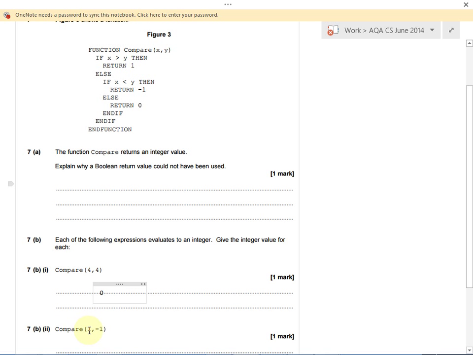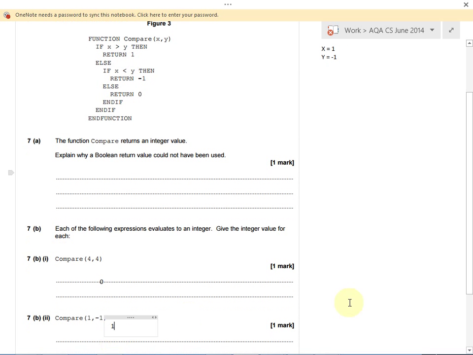Then we're doing compare 1 and minus 1. So x is 1, y is minus 1. Let's write that down so we don't forget. X equals 1, y equals minus 1. So is x bigger than y? Yes, it is. 1 is bigger than minus 1. So we're going to return a 1 here.